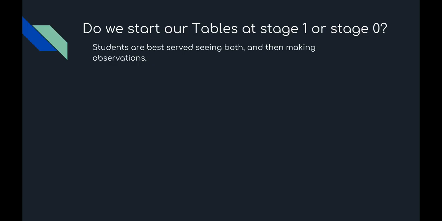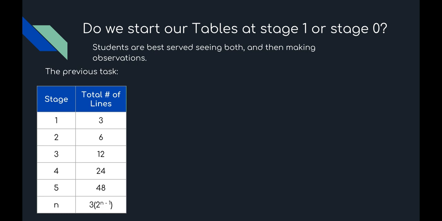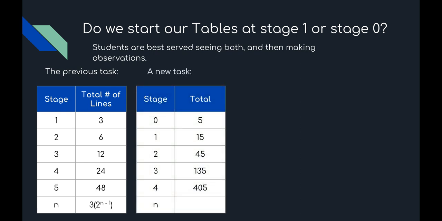The same question that we explored in the linear one, we're going to explore again today. Do we start our tables at stage 1 or at stage 0? A common question. Again, we want students to do the observation and come up with a hypothesis. Here's our previous task. Let's look at a new task. This time, at stage 0, we have a value of 5. At stage 1, 15. Stage 2, 45, and so on.